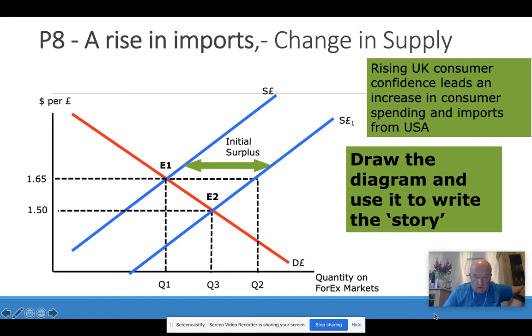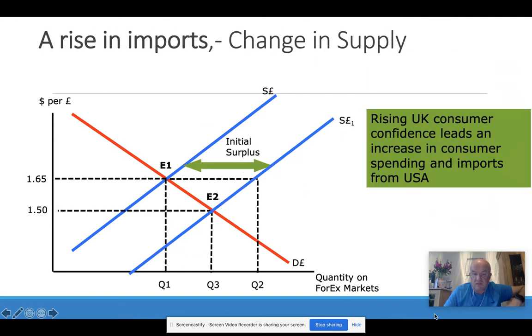Okay, so welcome back, and we'll take a look at this change, a rise in imports, and how it has affected things. So in this instance, if we've got a rise in imports, effectively what's going to happen is that rising consumer confidence, which could be the reason for this, and rising consumer incomes lead to an increase in consumer spending and imports from the USA. Okay, so that's the scenario that we have in this situation.